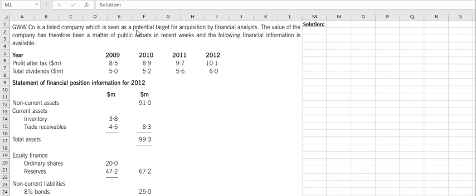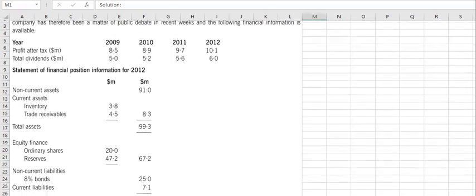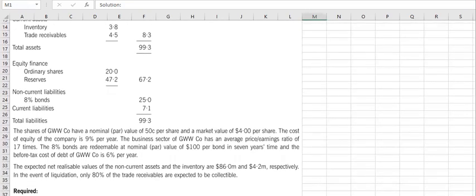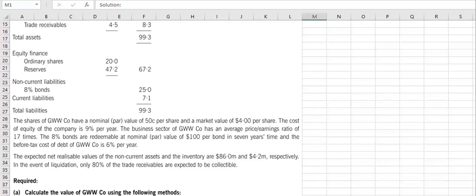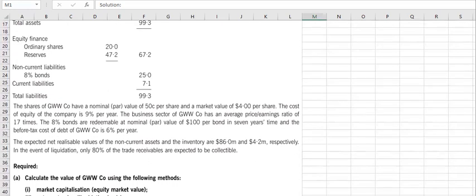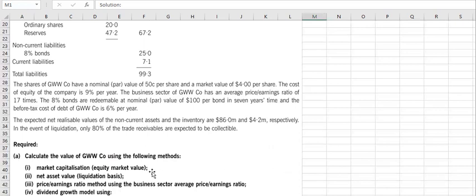is available. Profits have been given from 2009 to 2012, and then dividends as well. And we have been provided with the financial position of the company and some other information here, but most important is what we are supposed to do in this question: we have to calculate the value of GWW company.